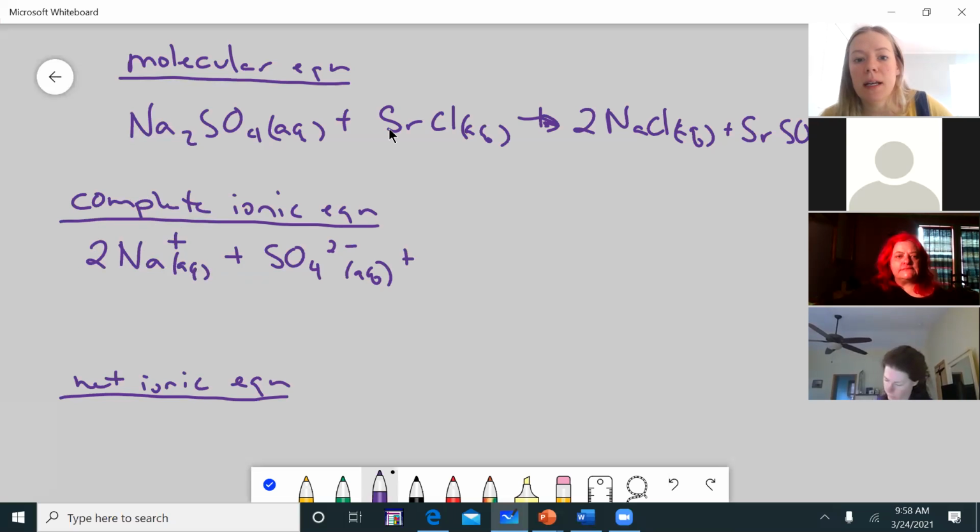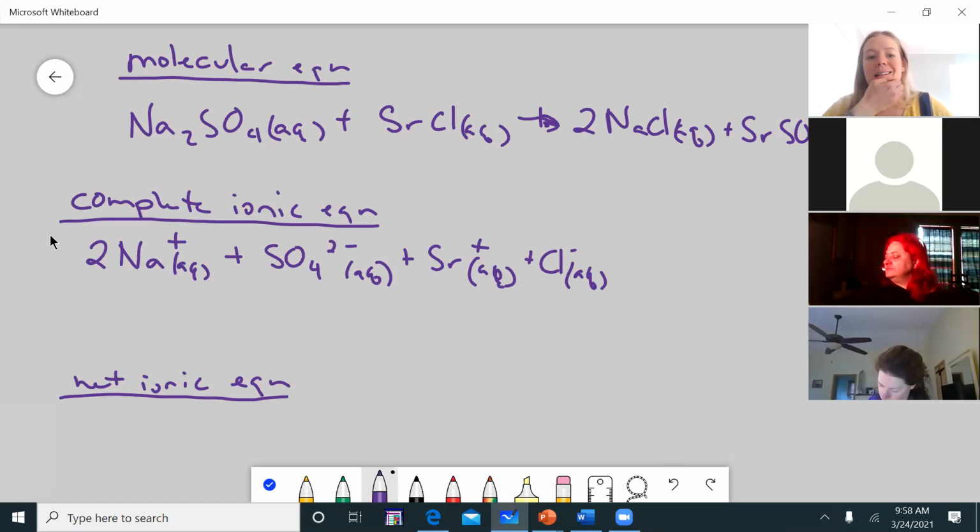That is going to combine with one of these strontium ions, which has a 1+ charge. So I need to write the 1. And this is aqueous, plus the chlorine minus charge, which is also aqueous. So these are all of the ions present. Oh, this isn't balanced.